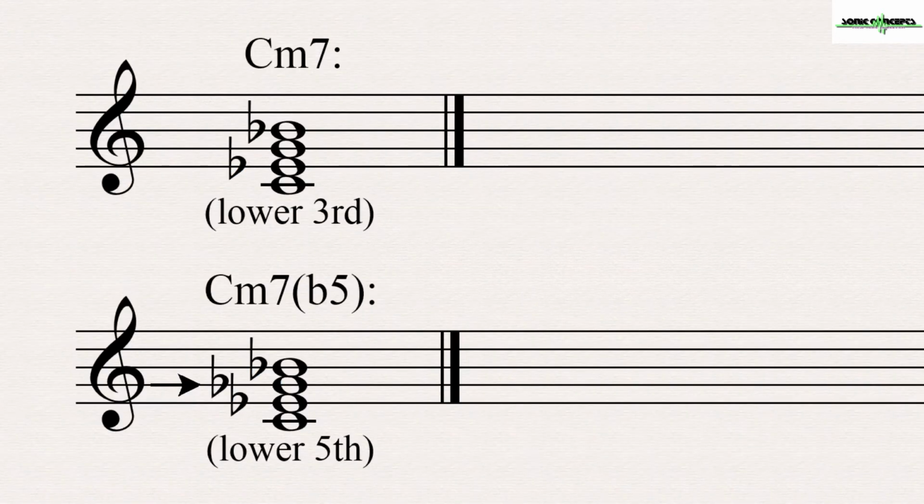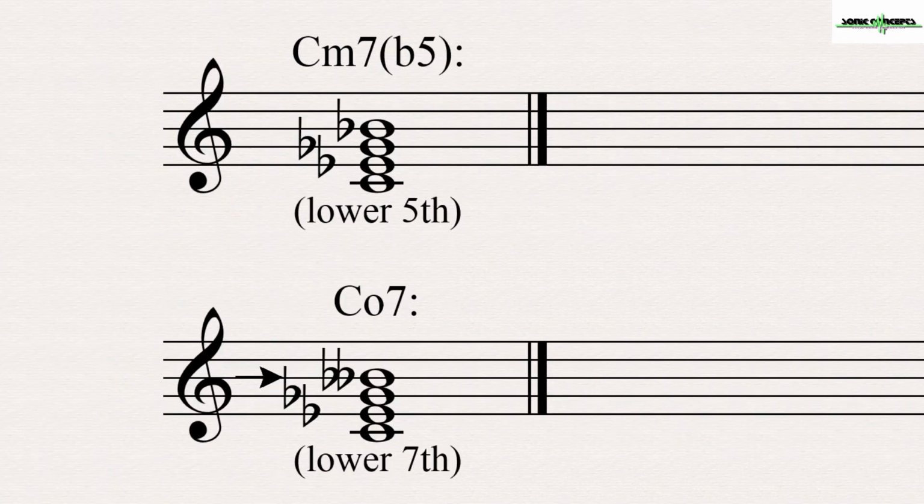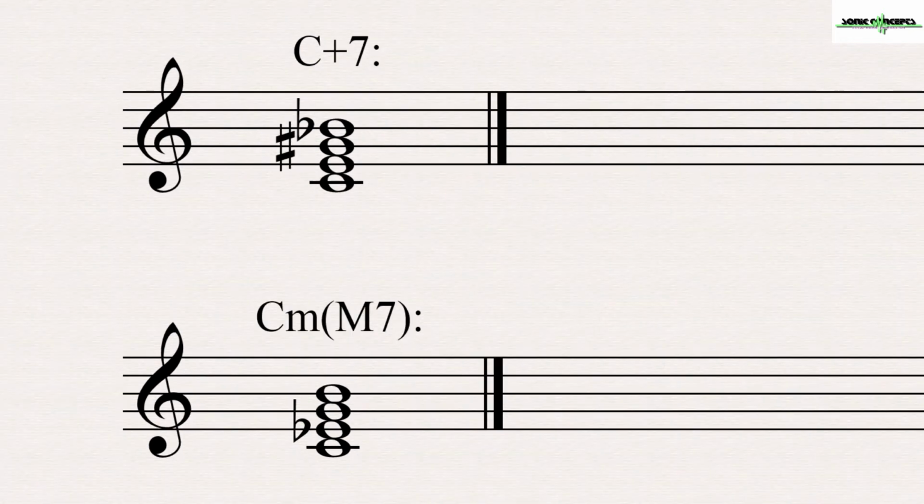To get a half diminished 7th from a minor 7th, start with the minor 7th and lower the 5th by a half step. To get a fully diminished 7th from a half diminished 7th, start with the half diminished 7th and lower the 7th by a half step. This leaves the augmented 7th and minor major 7th chord.